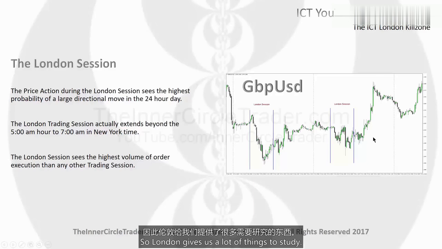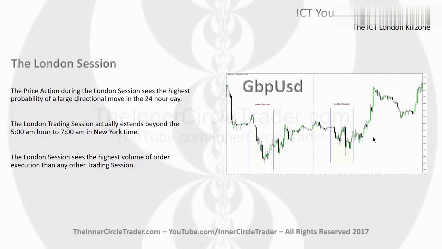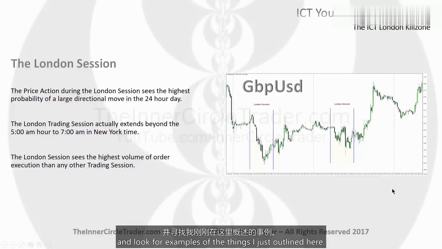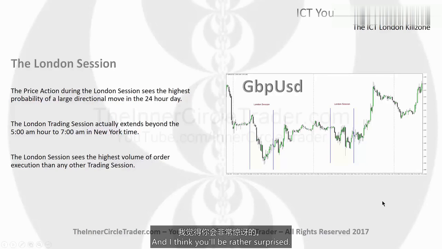So London gives us a lot of things to study, and I want you to go through your charts and look for examples of the things I just outlined here, and I think you'll be rather surprised.